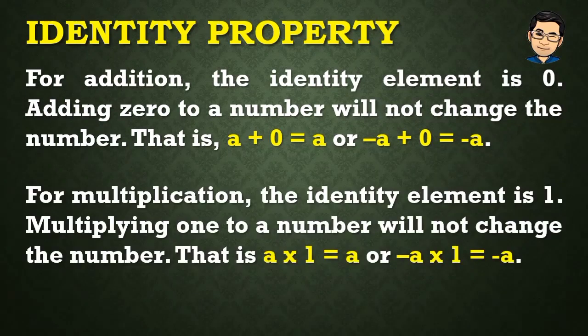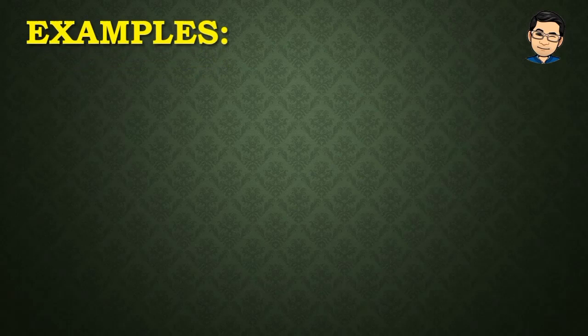For multiplication naman, the identity element is 1. Okay. Multiplying 1 to a number will not change the number. That is, a times 1 is equal to a. Or negative a times 1 is equal to negative a. Okay. So, anong ibig sabihin yan? Yung number, mag-multiply tayo ng 1 sa kanya, yung sagot, yung number pa rin na iyon. So let's have examples para mas maintindihan nyo yung identity property.